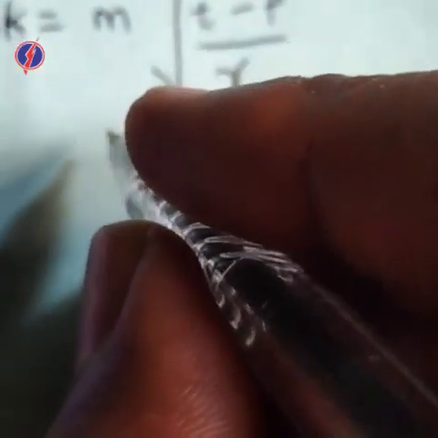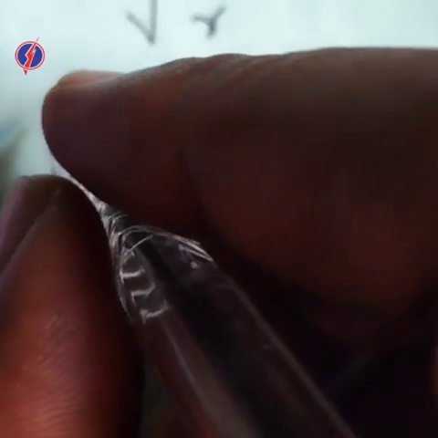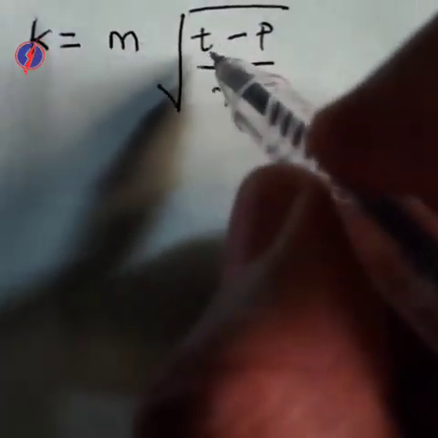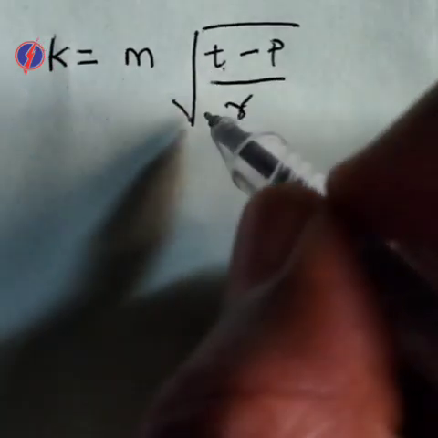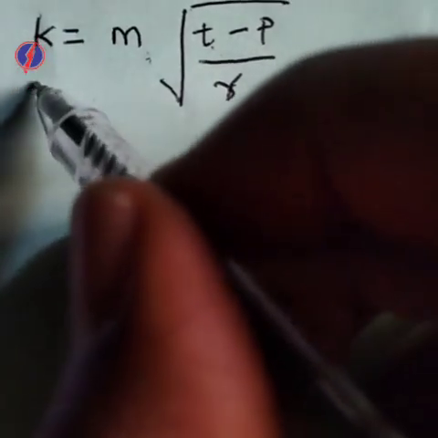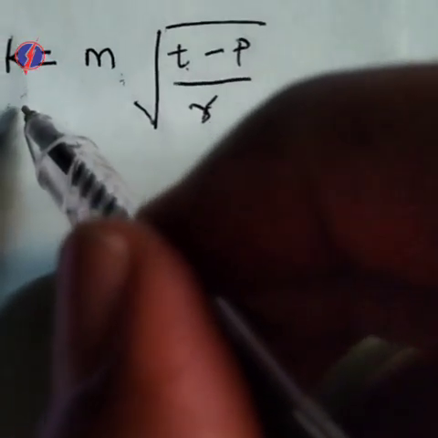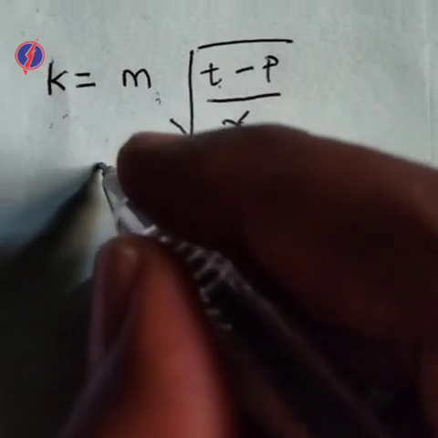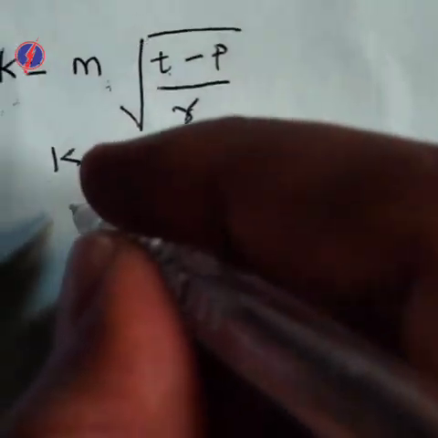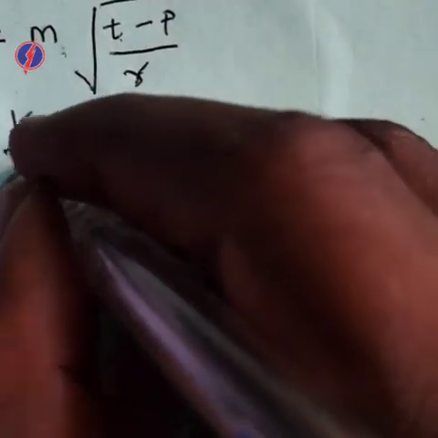Okay, so the first thing we will do is that in this case the m is multiplying this expression. So we'll first of all move this. When it crosses the equal to sign, it's going to turn into a division, right? So we have k over m is equal to the square root of t minus p over r.